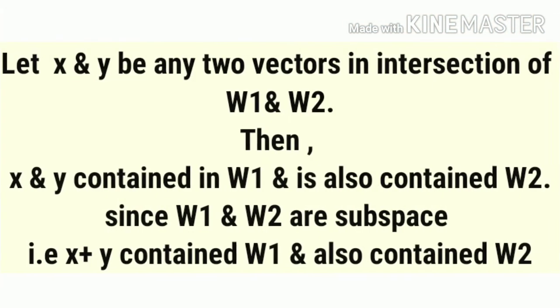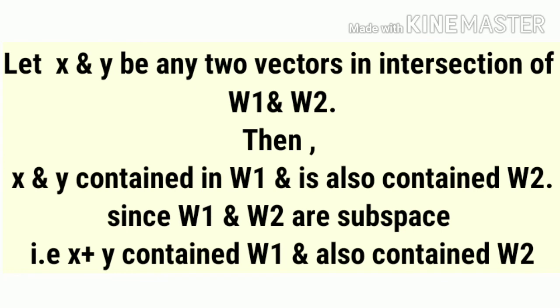Solution of this result. Let x and y be any two vectors belonging to the intersection of capital W1 and capital W2. What is meant by intersection? The set of common elements, that is, x and y are contained in W1 and x and y are also contained in W2. But given that capital W1 and capital W2 are subspaces, they are closed under addition and scalar multiplication, that is, x plus y is contained in W1 and x plus y is also contained in W2.